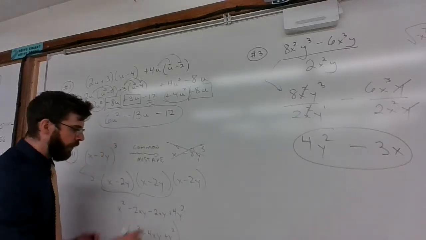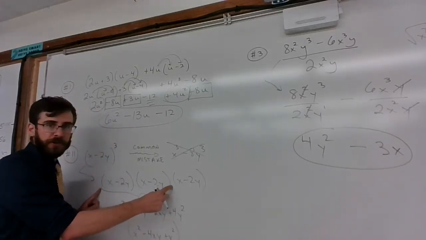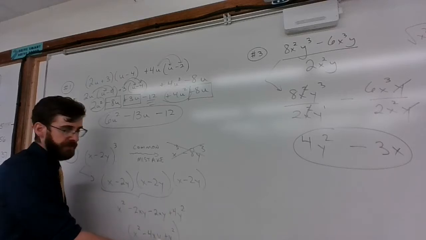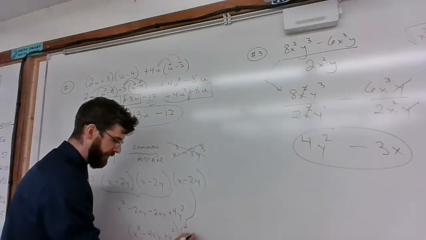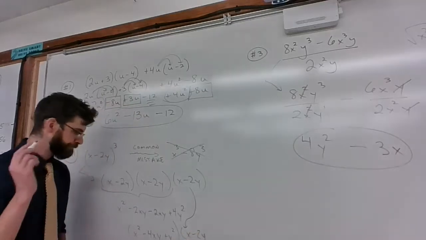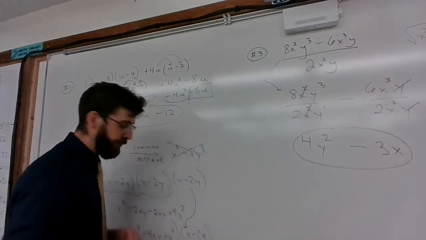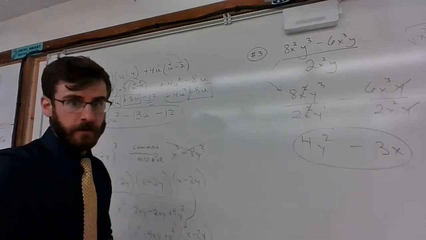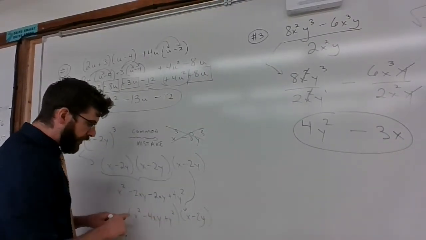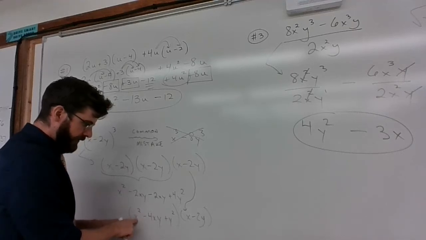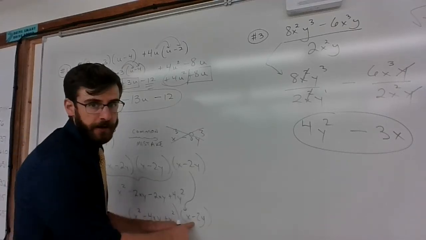All right, so we have expanded the first 2 binomials being multiplied together. We got this. Now we bring this x minus 2y off the shelf, and we do it all over again. Hopefully you guys can see that. So we're going to do x squared times x minus 2y.